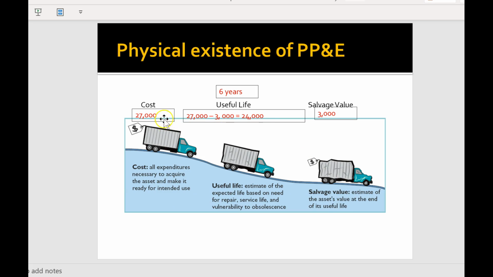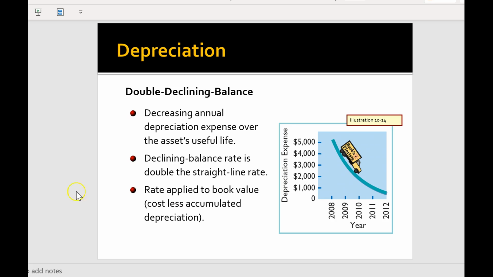In our previous case, that's 27,000 minus the 3,000, right? That gives us the 24,000, which is the amount that we possibly could depreciate, and divided that amount by 6 years, which means every year 4,000 is going to be used up. In this video, we will be discussing a different type of depreciation.